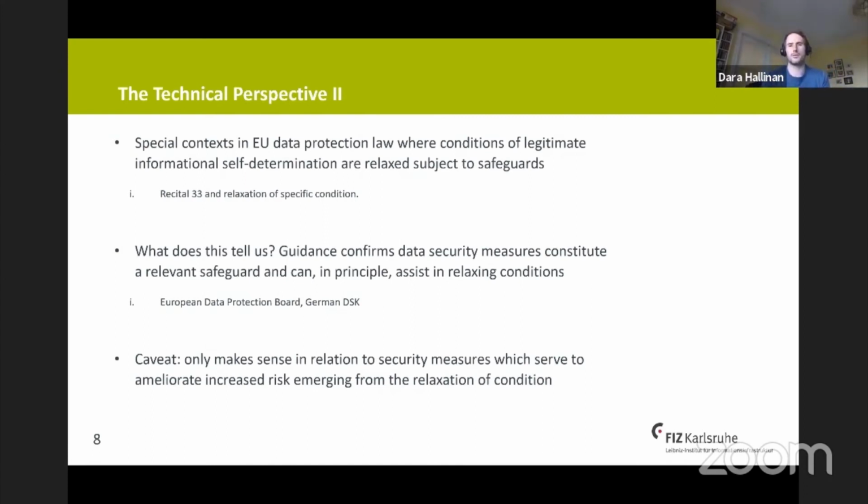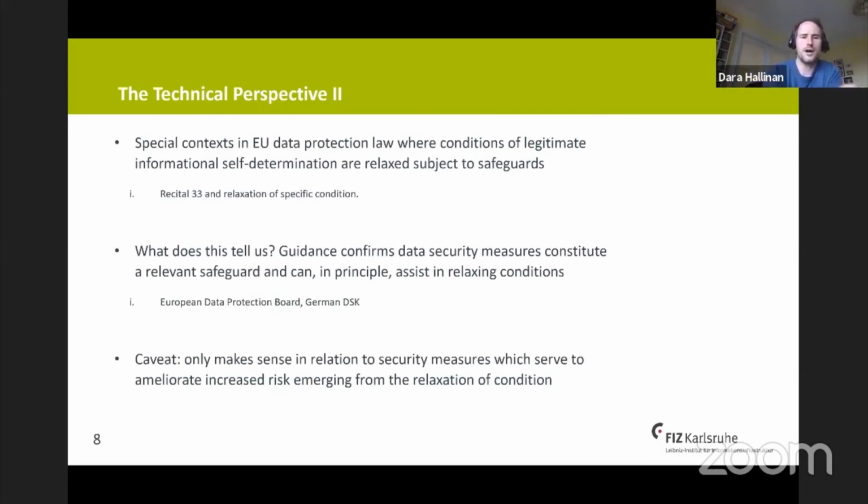What does that tell us about the relationship between informational self-determination provisions and the implementation of data security measures? Well, it itself doesn't actually tell us very much, but there is, however, guidance that confirms that the implementation of data security measures can constitute relevant safeguards which serve to legitimate a relaxation of conditions following from Recital 33. Guidance is available from the European Data Protection Board and now also from certain national DPAs, including the German Datenschutzkonferenz in their opinion on broad consent.